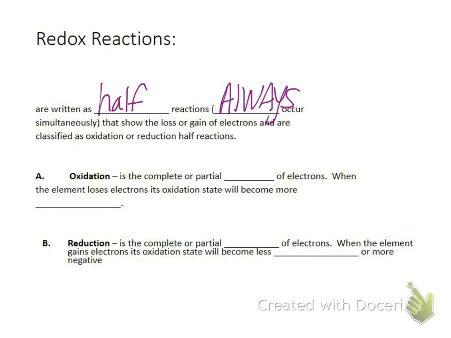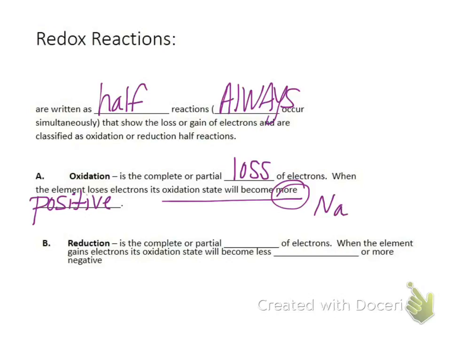So let's decide what's oxidation. Okay? The oxidation is the loss, complete or partial, of electrons. So it's the loss of electrons. So when the element loses electrons, remember electrons are negative, its oxidation state will become more positive because it's losing things that are negative. Okay? So for instance, if I have sodium metal, if it loses its electron, it goes from being a 0 to a +1 on the other side. And then you'd have 1 electron out there because it lost an electron.